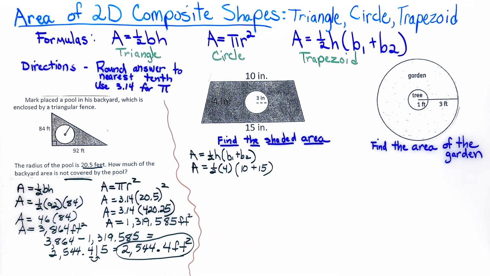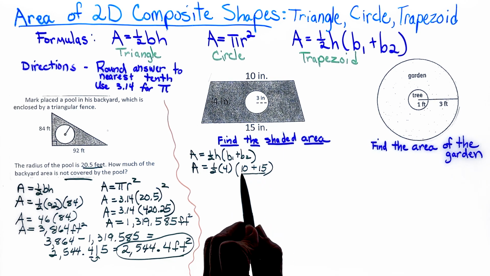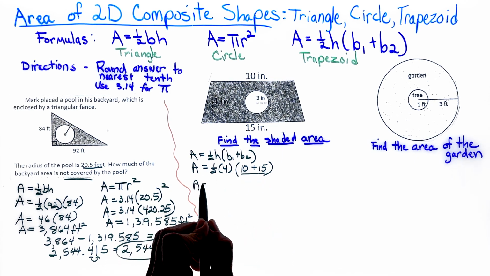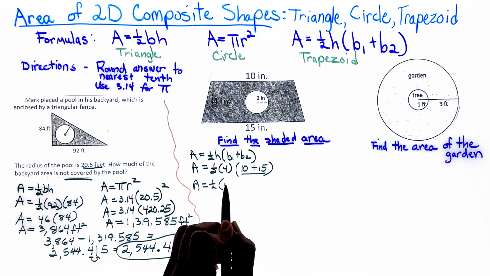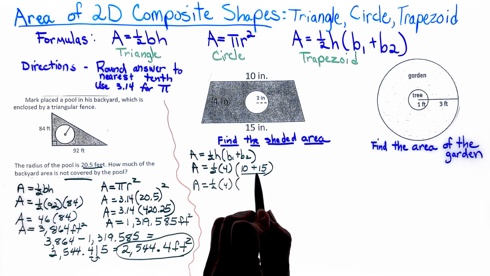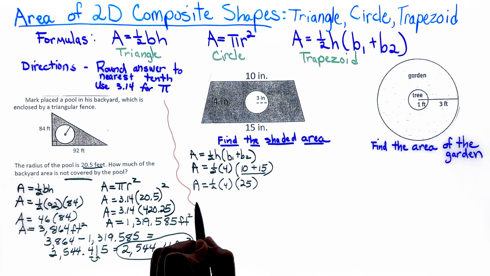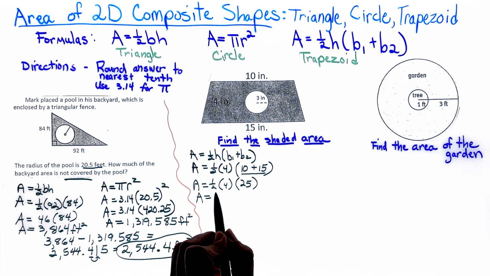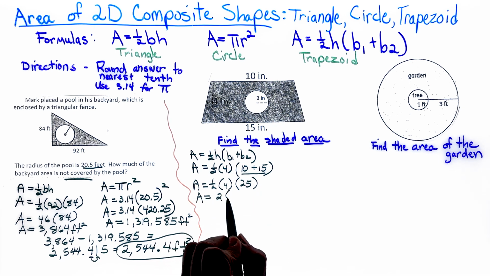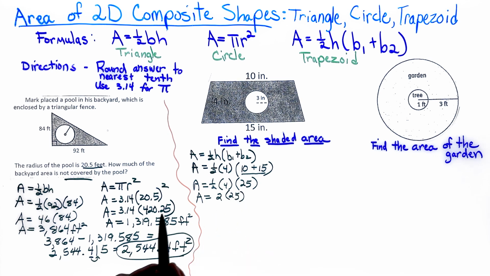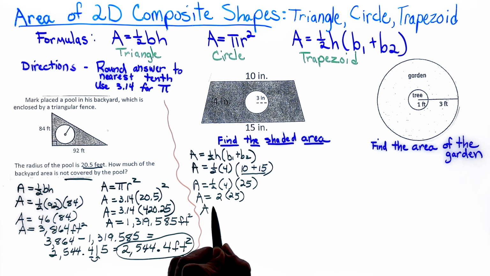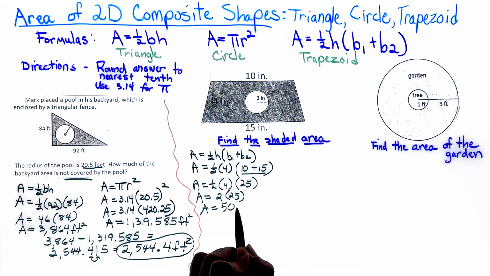Well, order of operations tells me that I'm going to do this first. So I end up with area is equal to 1/2 times 4, and we have 10 plus 15 is 25. And area now is equal to 1/2 of 4 is 2, times 25. And we end up with area is 50 inches squared. And that is my trapezoid.